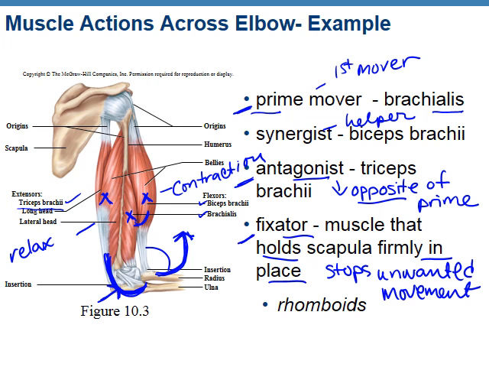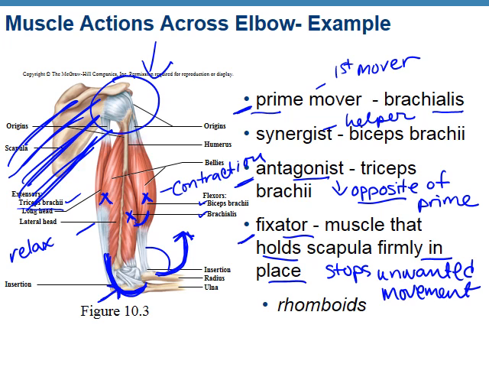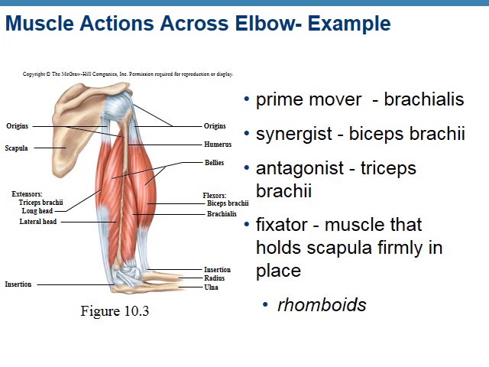The fixator can't be viewed in this figure, but I'll tell you it's right here, your rhomboid muscle, and it stops unwanted movement at the shoulder. So you're not trying to have the entire arm move, you just want movement at the elbow. So every muscle works in one of these functional groups to produce movement, and the muscle can change from one functional group to another depending on the action. So we could switch these. If the triceps brachii are contracting, they could now be the prime mover.